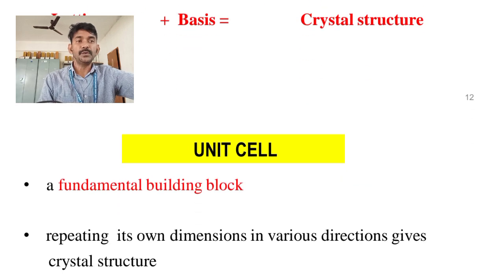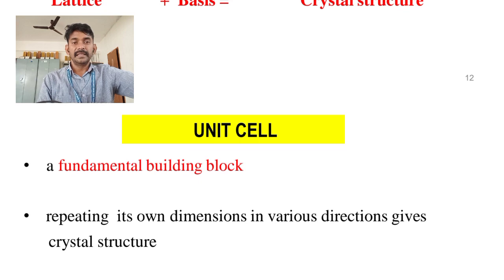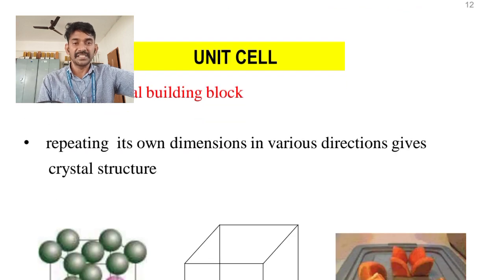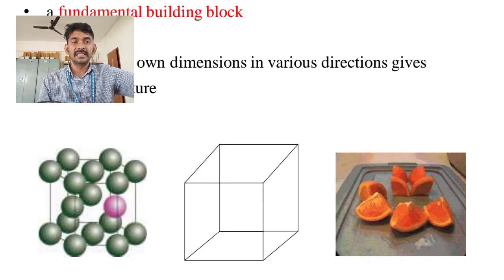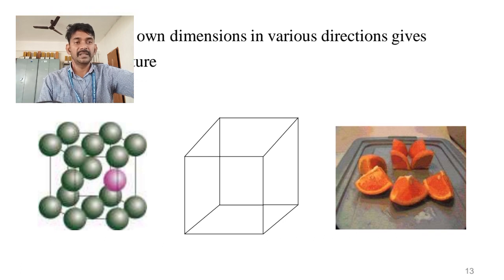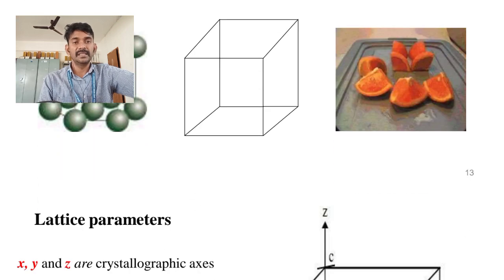Then what is meant by unit cell? A unit cell is a fundamental building block, and repeating its own dimensions in various directions gives a crystal structure. This is the unit cell of a simple hexagonal structure. This is a normal unit cell, and this is a diagram. Suppose you cut an apple into small pieces; each is called a unit cell.